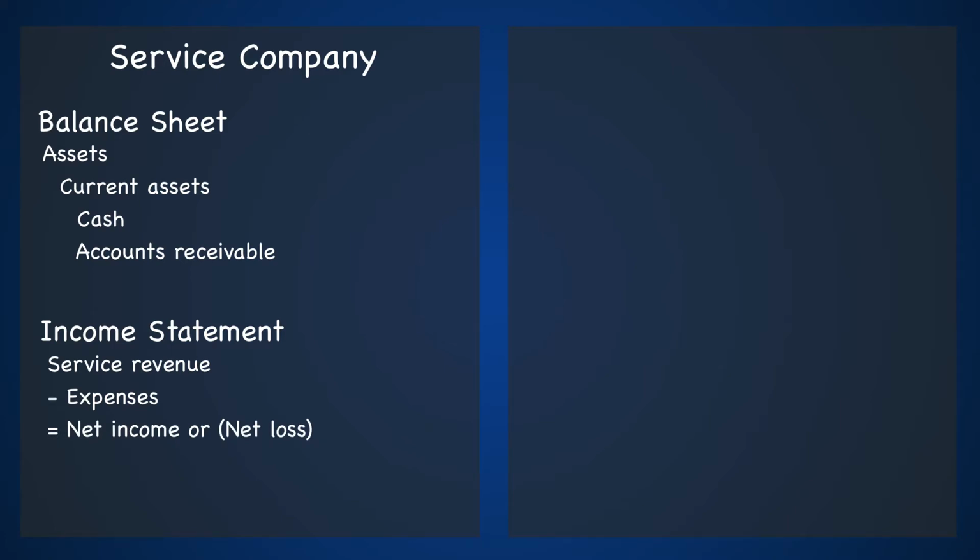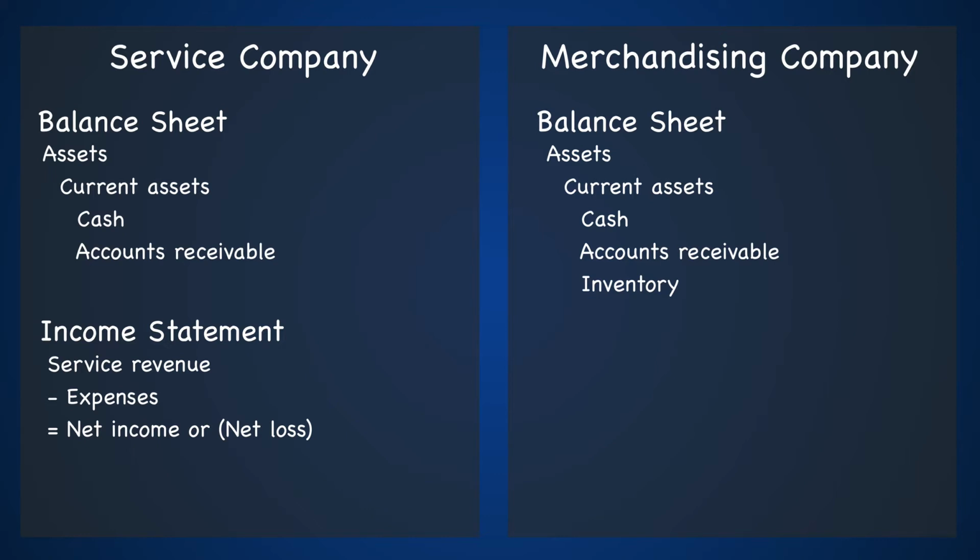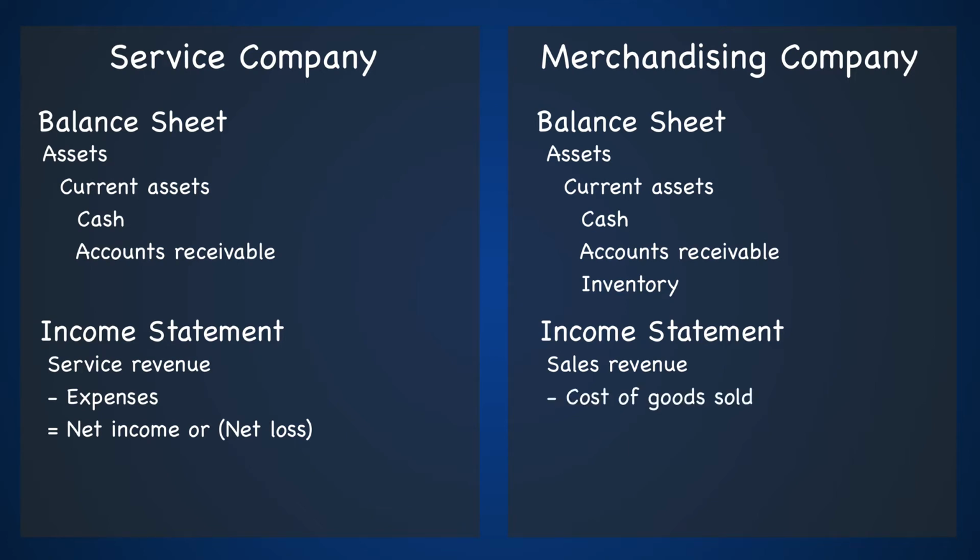We can contrast this to the financial statements of a merchandising company. Under the balance sheet, we will still classify assets as being current or long-lived, but under current assets, we introduce a new account called inventory. So the products or goods on the balance sheet are referred to as inventory. On the income statement, instead of service revenue, we now have sales revenue. And from that, we subtract the cost of goods sold. The cost of goods sold is just that, the cost of the inventory that was sold.